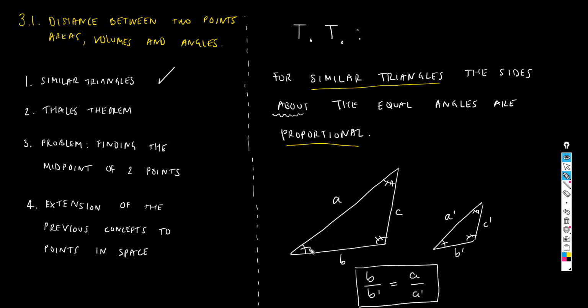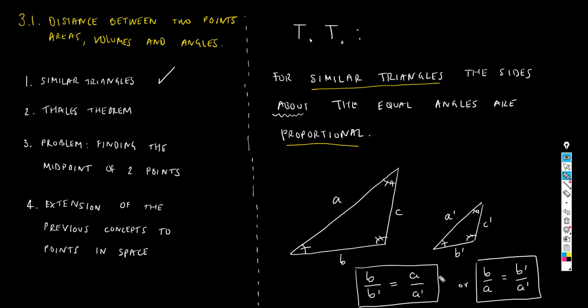In this case, my equal angles are this one, and these two sides are the sides about the equal angles. Now I can also produce another ratio. I can also say this: B is to A as B prime is to A prime. So we can write this: B is to A as B prime is to A prime. So I can also produce this ratio.